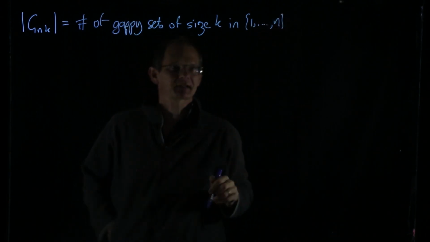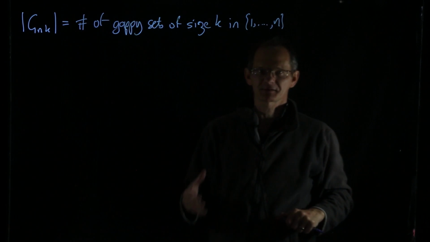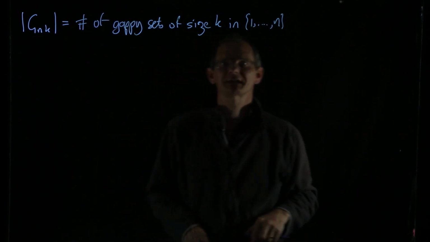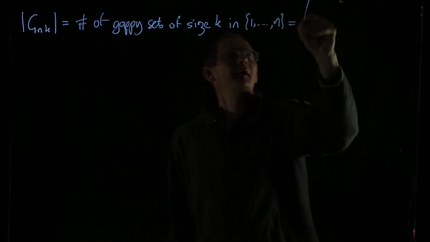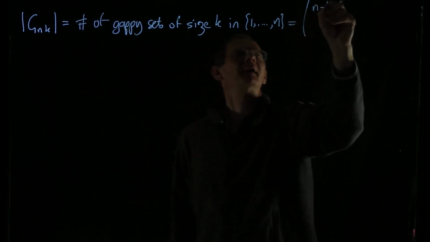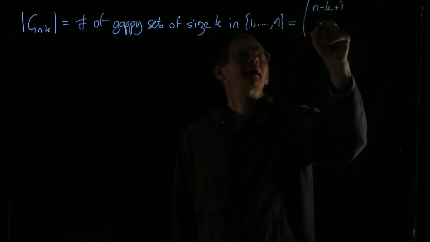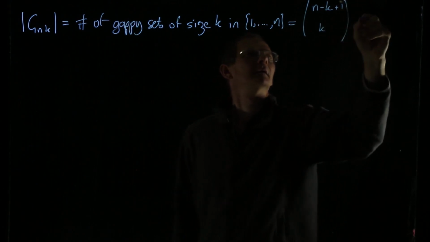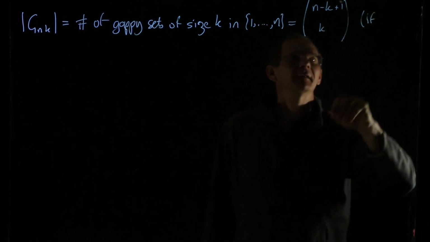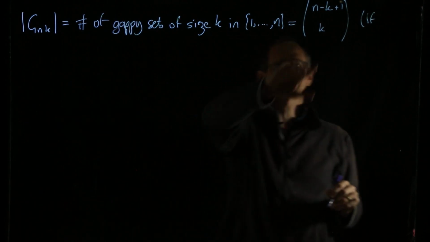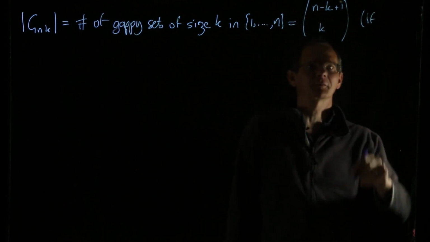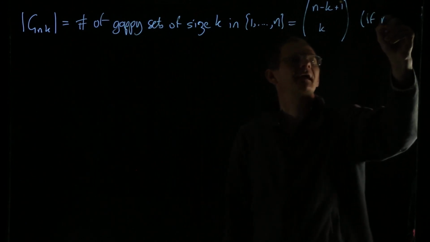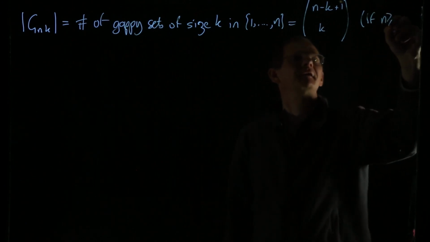Okay, so we're looking at subsets of 1 up to n of size k, and they're supposed to be gappy. In other words, there are no two adjacent elements. So the claim is that this is (n minus k plus 1) choose k. This is only valid where it is a normal binomial coefficient, with n minus k plus 1 greater than or equal to k, which is the same as saying that n is at least 2k minus 1.